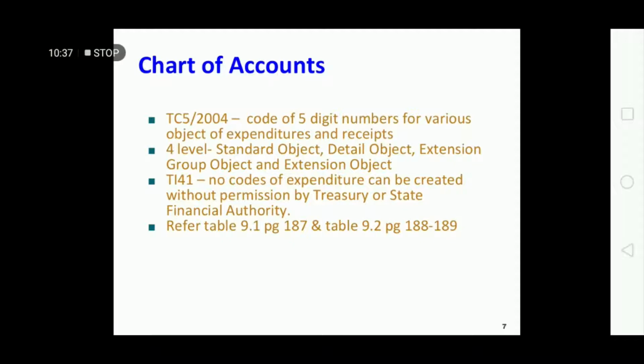Each main category in SO, the standard object, comprises a list of DO, detail object. Listed under the DO is EGO, extension group object. It represents the itemized group of each expenditure and revenue. At the final level, EO, extension object, it represents all the subheads of expenditure and revenue in detail under the EGO. Please refer to page 188 of the textbook. It provides an illustration for better understanding.